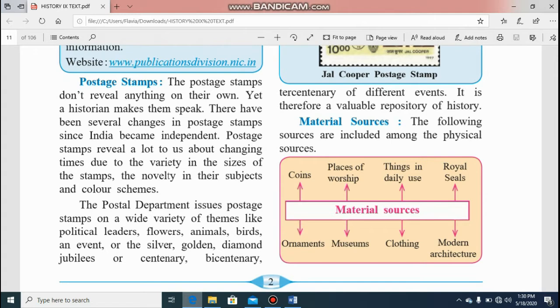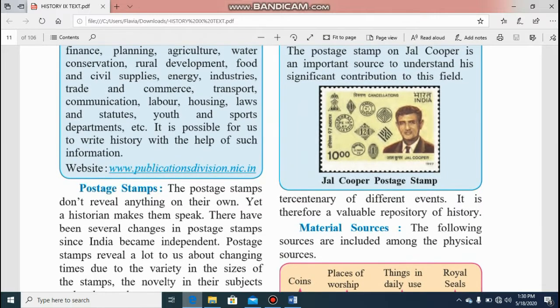I would like to draw your attention to the postage stamp that you can see on your screen. The Indian government issued a stamp with Jal Cooper's picture on it in 1977 for his significant contribution to this field. What makes Jal Cooper prominent is that he is an internationally acclaimed philatelist and is an expert on postage stamps. He was born in a Parsi family in Mumbai, and collecting stamps was his hobby. He later transformed his hobby into a career.